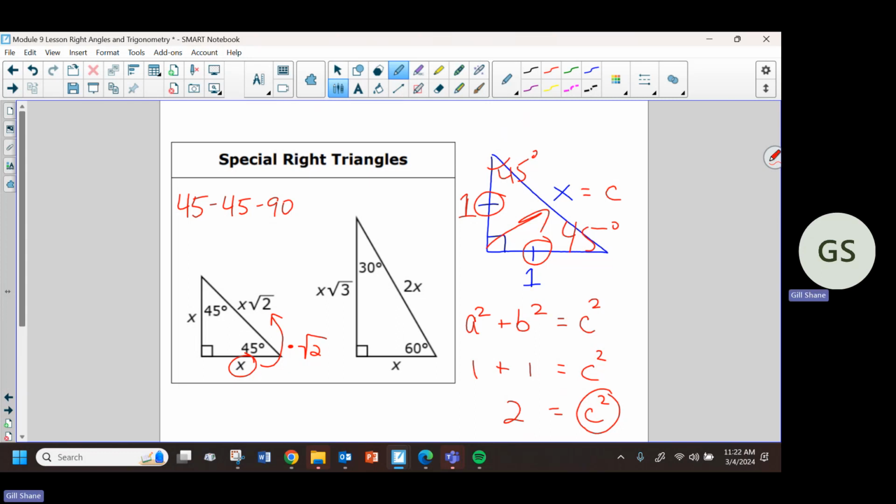So again, if I took 1 and multiplied it times the square root of 2, that gives you that side, which we solved a different way, and that's what we got: square root of 2. Now we'll do more problems on this tomorrow, but what if I gave you this? So now that you know how the shortcut works.